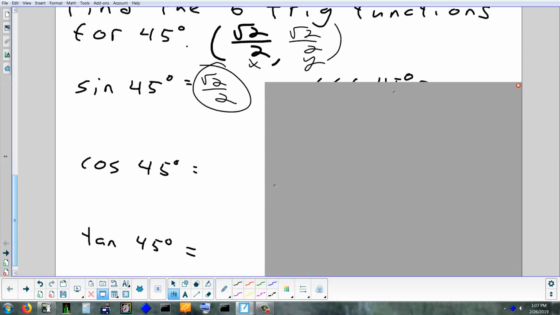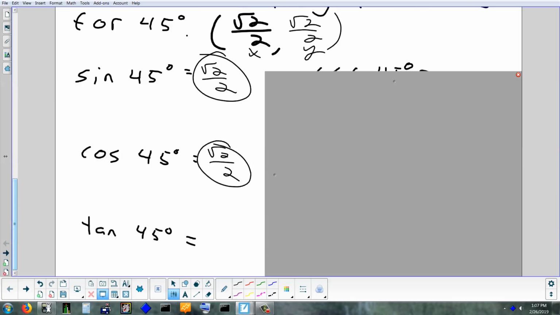So what's our definition for cosine? It's the x value. So in this case, if you mix them up, you're okay, but you shouldn't usually mix them up. Right, and now the tangent. 1. Tangent's when you divide y by x. Y and x are the same, so we get 1.